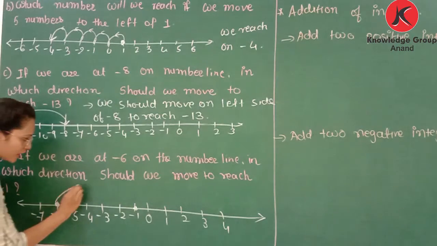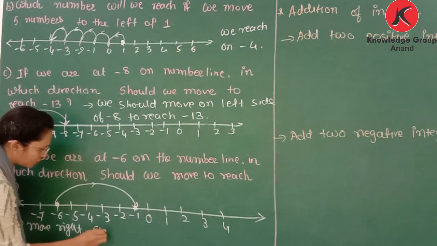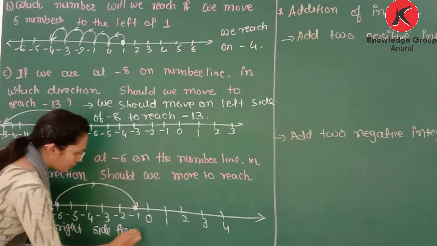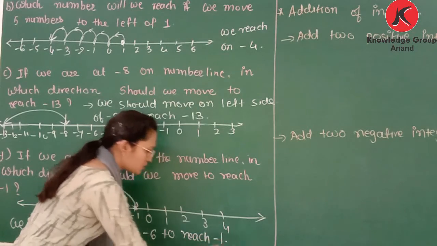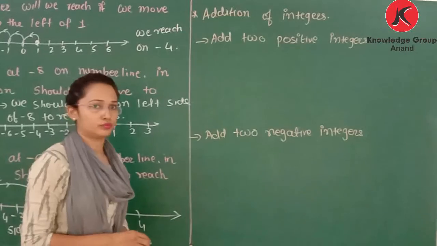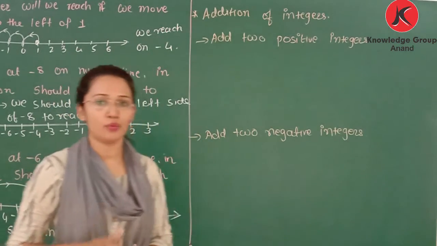So we are moving in this direction. And what is this direction? It is the right side. So we move right side from -6 to reach -1. Now the next topic we learn in this chapter is very important.